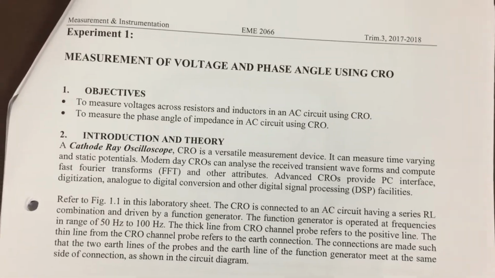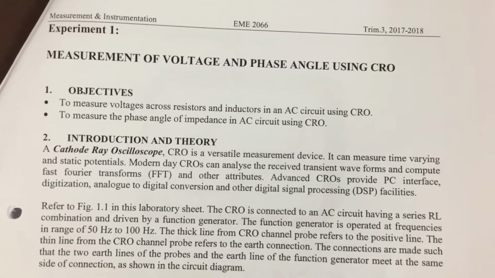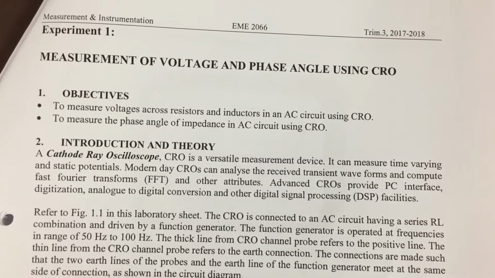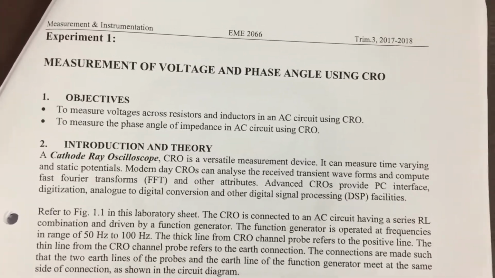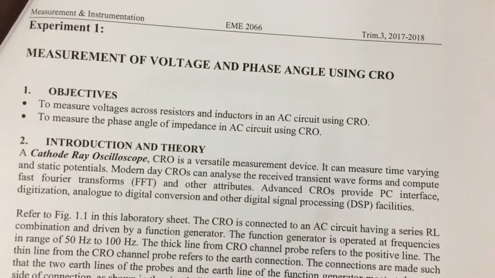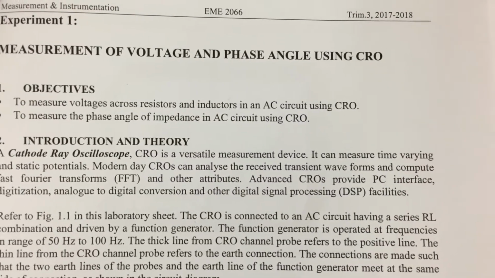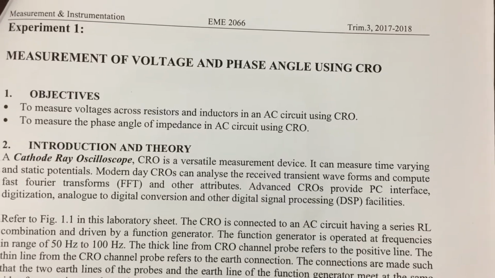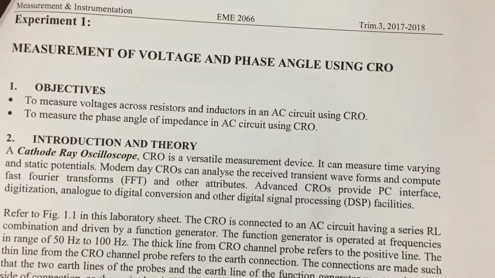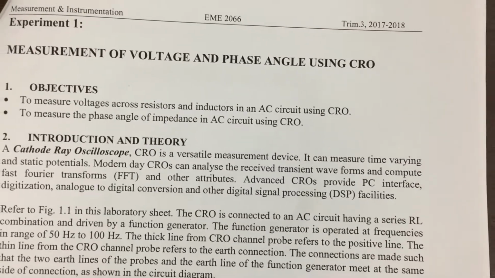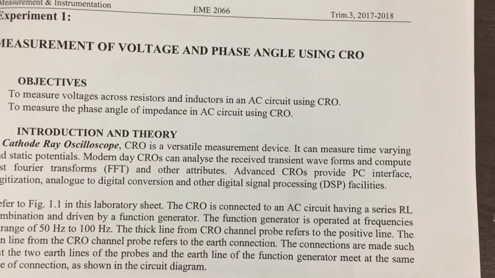Today we will be conducting Experiment 1, MI1, measurement of voltage and phase angle using a CRO. The objective of this experiment is to measure voltage across resistors and inductors in an AC circuit using a CRO. The second objective is to measure the phase angle and impedance in an AC circuit using a CRO.